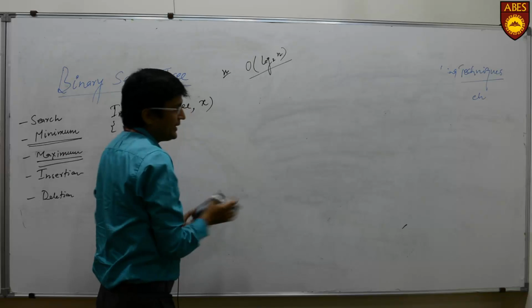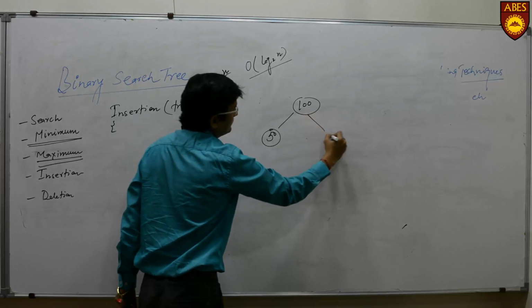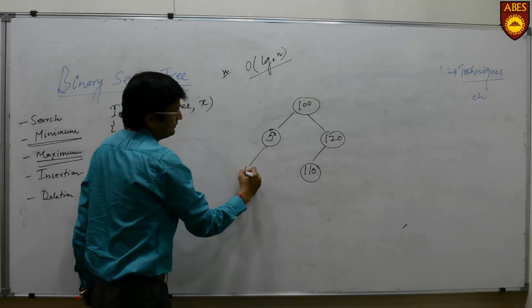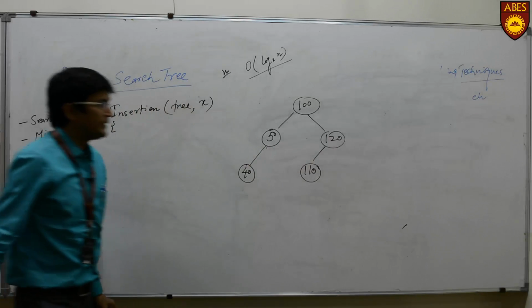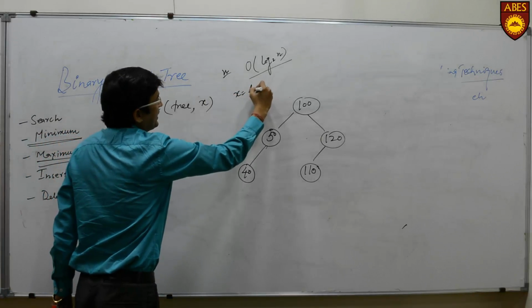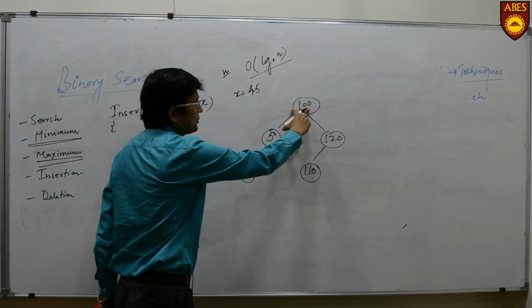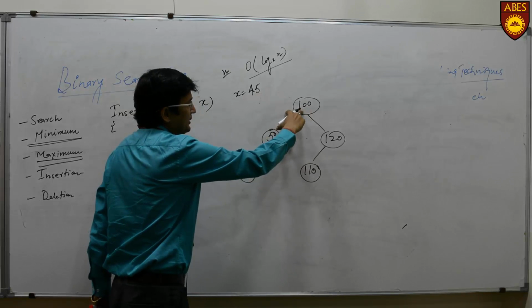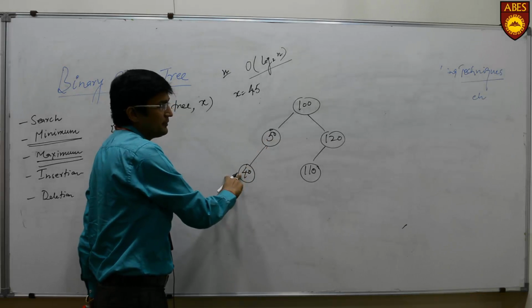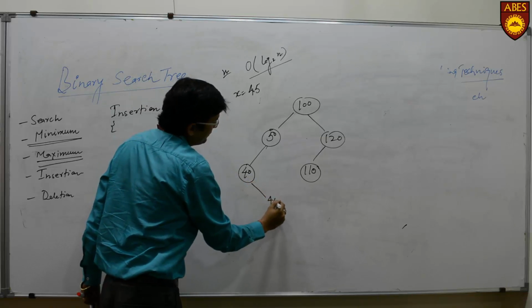Let's take an example of this binary search tree. Suppose this is a binary search tree and we want to insert 45 in it. For insertion of 45, we will start from the root node. We will see if 45 is less than 100, we will go towards the left. Since 45 is less than this node, we will go towards the left. Since 45 is greater than 40, we will insert 45 towards the right of this node.